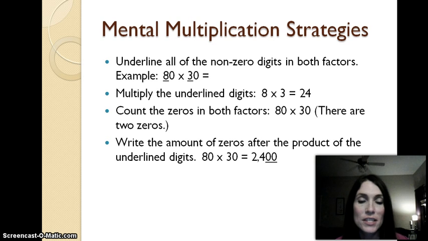Mental multiplication strategies. We talked a little bit about this one in yesterday's lesson of 1-3. Underline all of the non-zero digits in both factors. So for example, let's say we have 80 times 30. We would underline 8 and 3. We would multiply those underlined digits, 8 and 3 equal 24. And then we count the zeros in both factors of 80 and 30. There are 2 zeros. Write the amount of zeros after the product of the underlined digits. So we would write those 2 zeros after the 2 and the 4. So the product of 80 times 30 is 2,400.